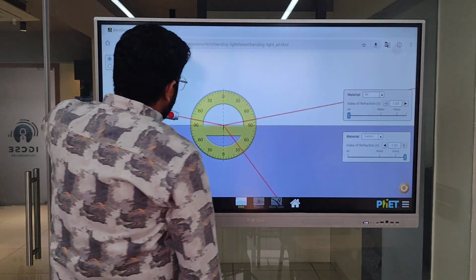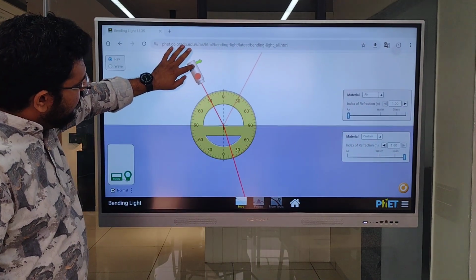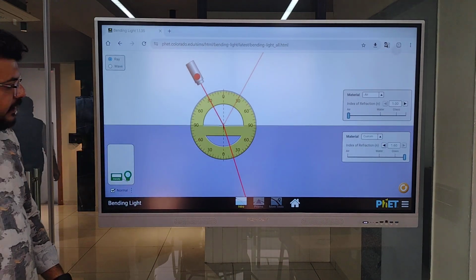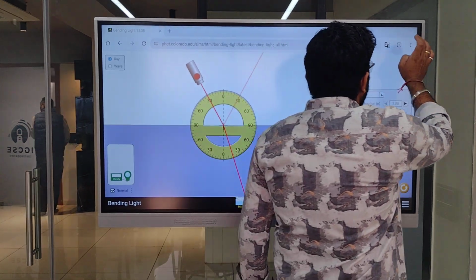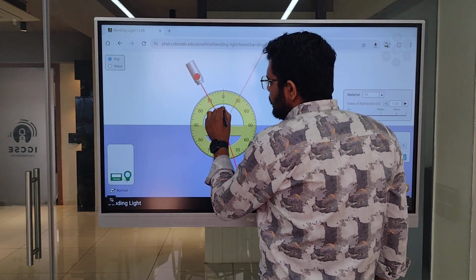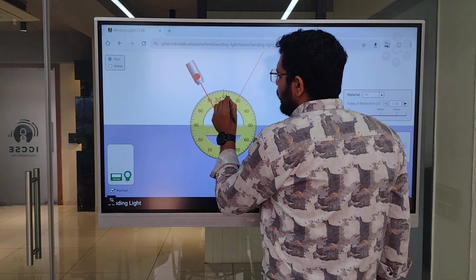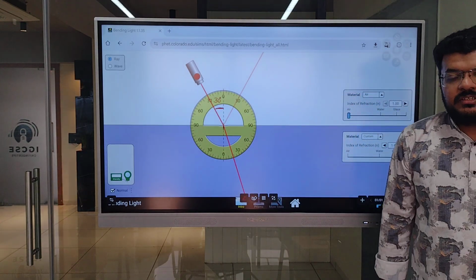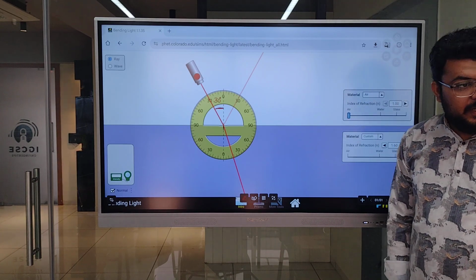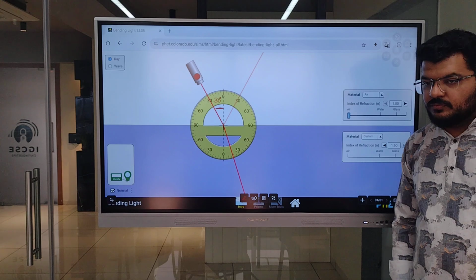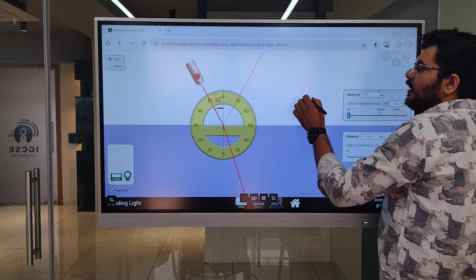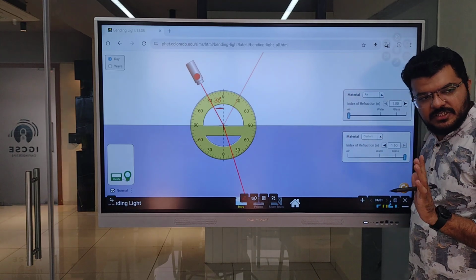What will happen? Let's say the light is going at 30 degrees. This should be our angle of incidence. And you already know from the chapter of waves what refraction is. What is refraction? Bending of light when it passes from one medium to another. What should be the difference between these two mediums? One of them has to be denser.